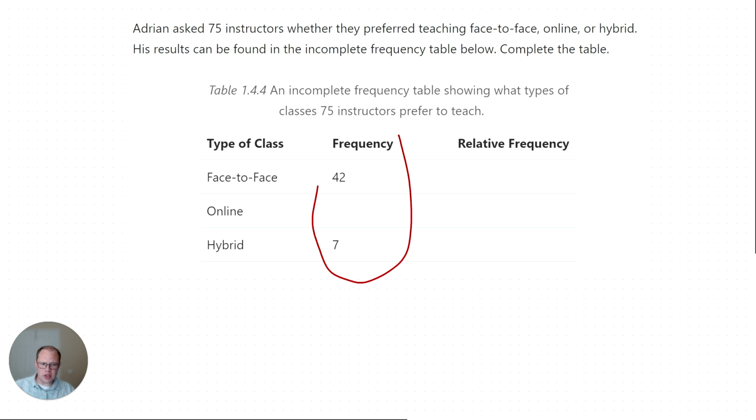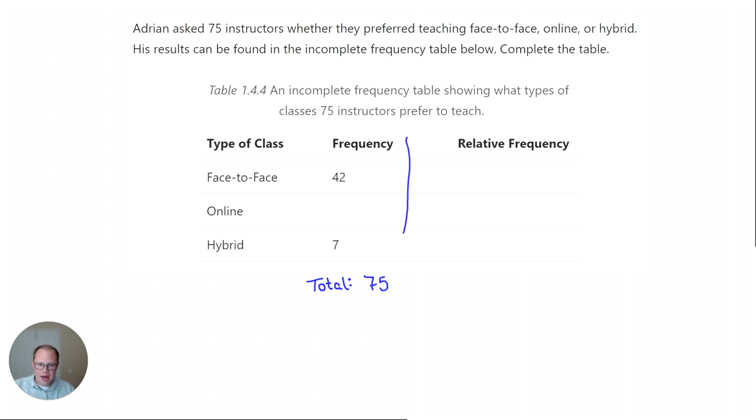So let's first focus on this frequency column. How do we use the fact that there are 75 instructors total to find this missing value in the frequency column? Well, remember that the total for the column must equal the total number of members in the group that is represented by the table, right? Must indicate the total number of data values we have. So since we interviewed 75 instructors, we must have 75 answers. And so our total must be 75 here.